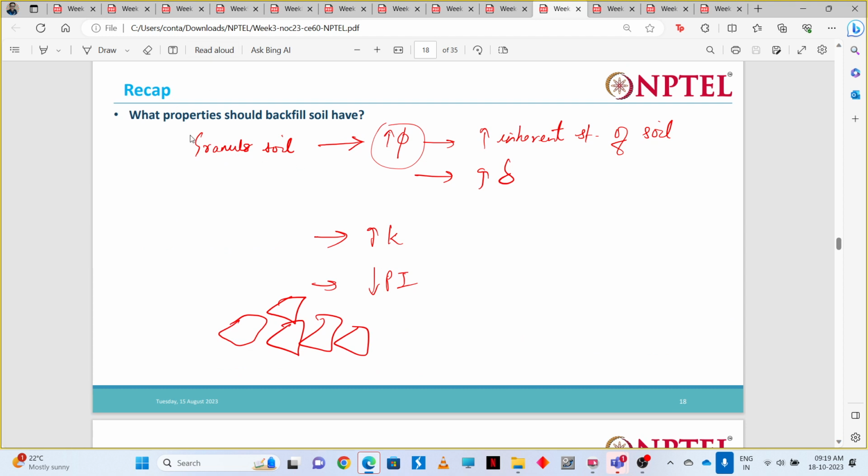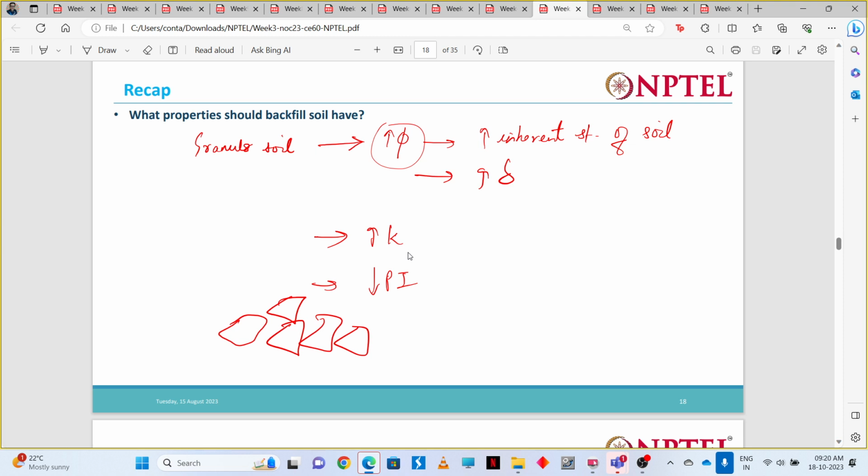So what properties should the backfill soil have? Backfill soil should be granular, obviously. A high friction angle of the soil will result in high frictional resistance, so that's why you should have high friction. Low plasticity index, greater permeability. Why greater permeability? Because if the backfill soil has greater permeability, it will result in easy drainage of water.